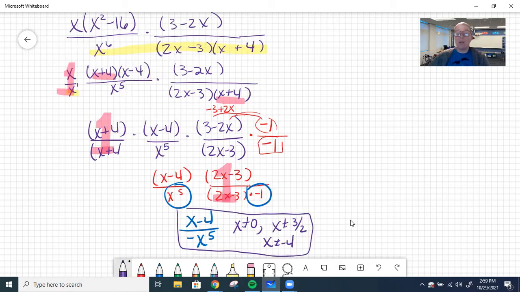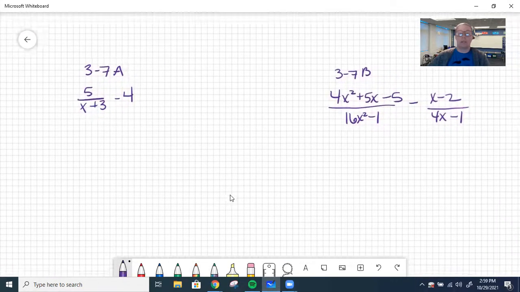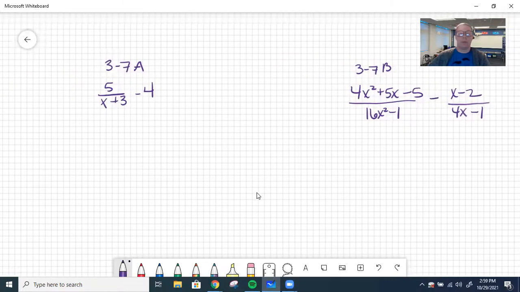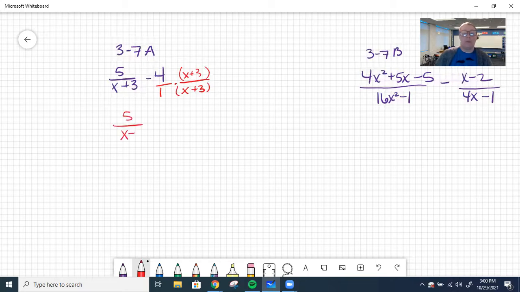All right, now we get into, wait for it, adding and subtracting. Okay, so adding and subtracting, we need a common denominator. So I'm going to put this over 1. My common denominator would be, let's see, I want them both to have an x plus 3. So to have this have an x plus 3 as the denominator, I need to multiply the top and the bottom by a giant 1 of x plus 3 over x plus 3. So now I have 5 over x plus 3 minus 4 over x plus 3.